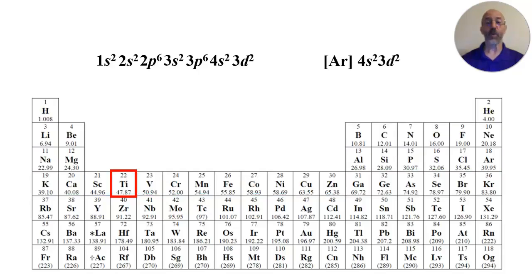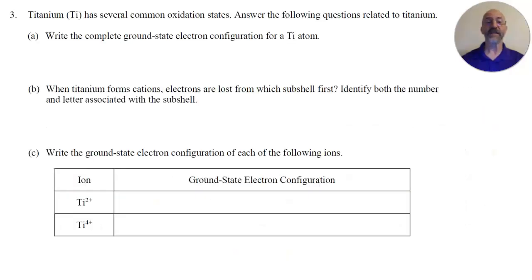Now you may know that there is a way of abbreviating an electron configuration using a noble gas. So if I put the symbol for the element argon, Ar, in brackets, this would be the noble gas abbreviated version of the electron configuration for titanium. So Ar in brackets, followed by 4s2, 3d2. But looking at the instructions for question 3, part A, they wanted the complete ground state electron configuration for a titanium atom. So I'm going to start with 1s2 and then write the complete electron configuration as follows.